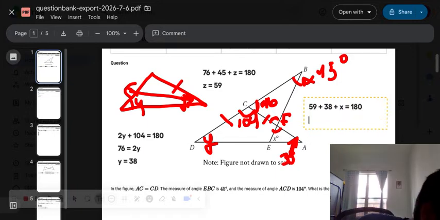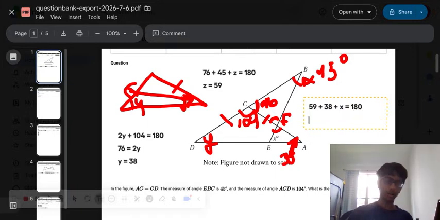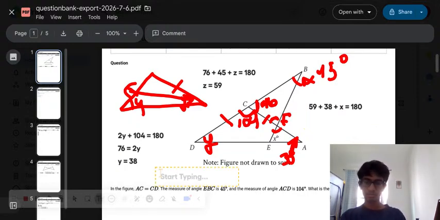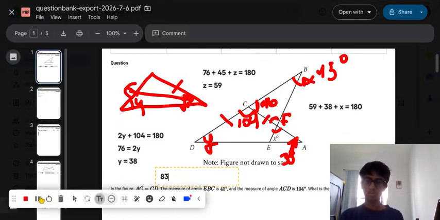Give me 1 second. My calculator fell off. And remember, you do have the calculator in your SAT, so you can always use this to make life easier. And by subtracting, we get 83 as our answer. And that would be our answer for this problem.